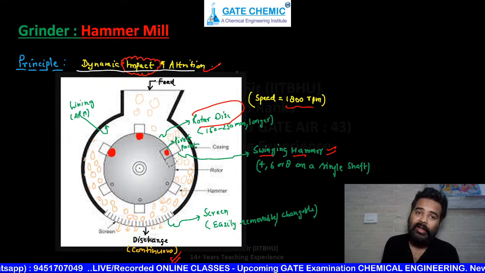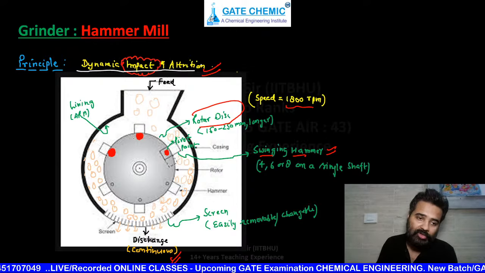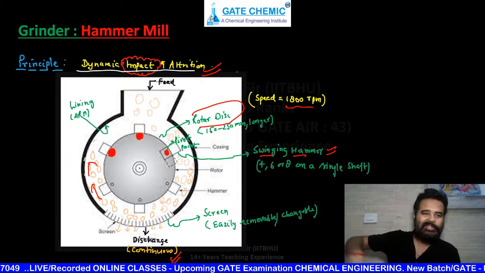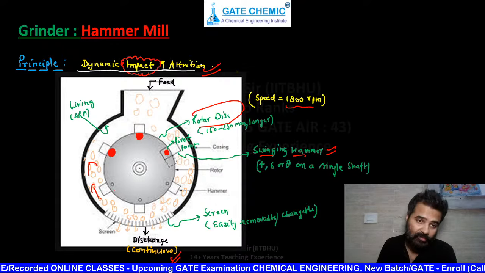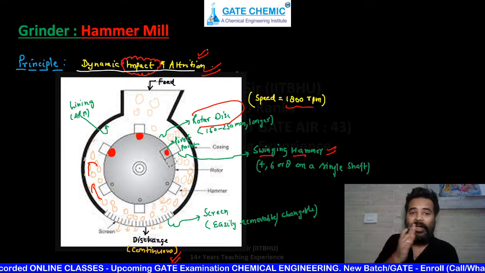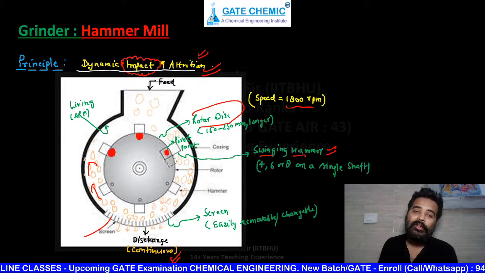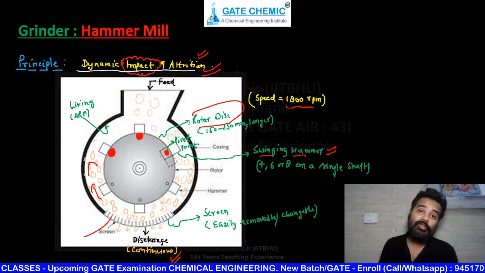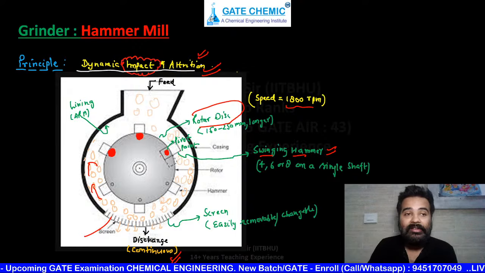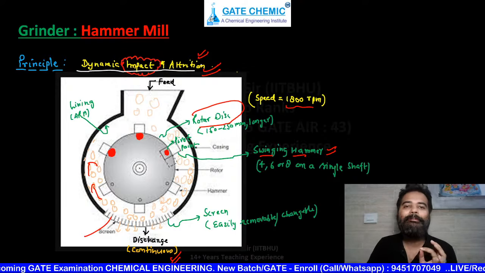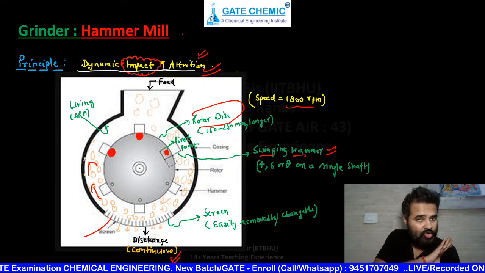So dynamic impact and attrition, in short you can say impact and attrition. Impact from hammers, and because they are squeezing, it keeps dragging the material and hitting it, so there will be wear as well. Rubbing is also there because of this motion, so attrition is also there. If we remove this screen, then its capacity is increased many folds, more than 100 times. In that case, these hammer mills are represented as impactors. Without screen, a hammer mill is known as an impactor because attrition is totally gone.